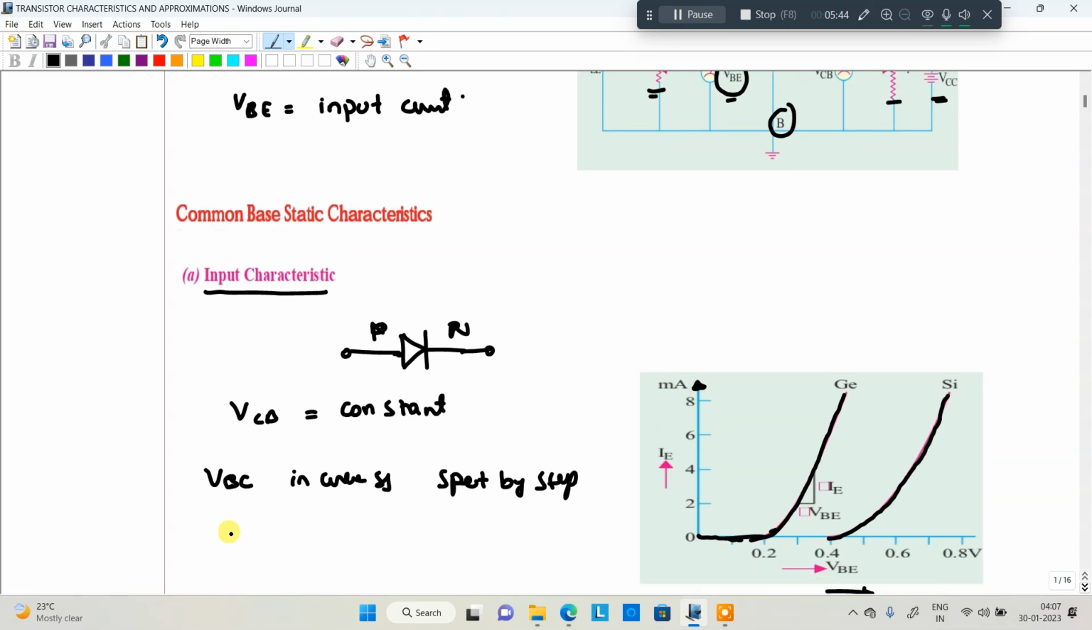For example, if VBE is equal to 0, you will get 0. As VBE increases step by step, the emitter current increases up to the saturation value, up to a certain value.